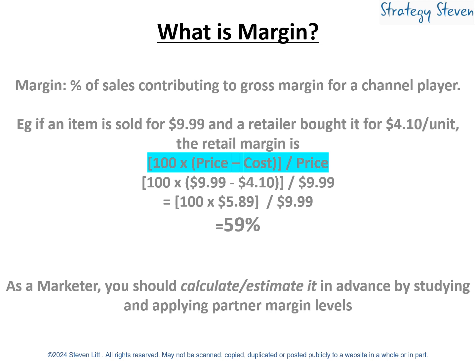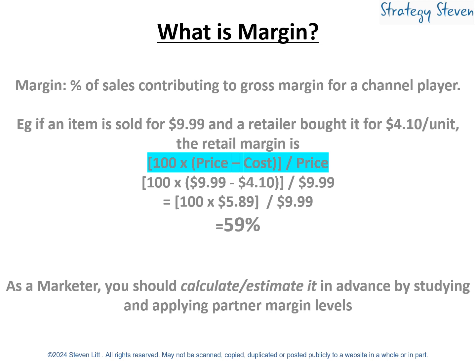What is margin? Margin is the portion of the retail selling price that is margin for the retailer. In other words, it's 100 times the price minus cost divided by the price. In this case, if they sell it for $9.99 but they're buying it for $4.10, that's $5.89 margin per unit. So you divide that, multiply by 100, divide it by the price they're selling it at, $9.99, and you end up with a 59% margin.